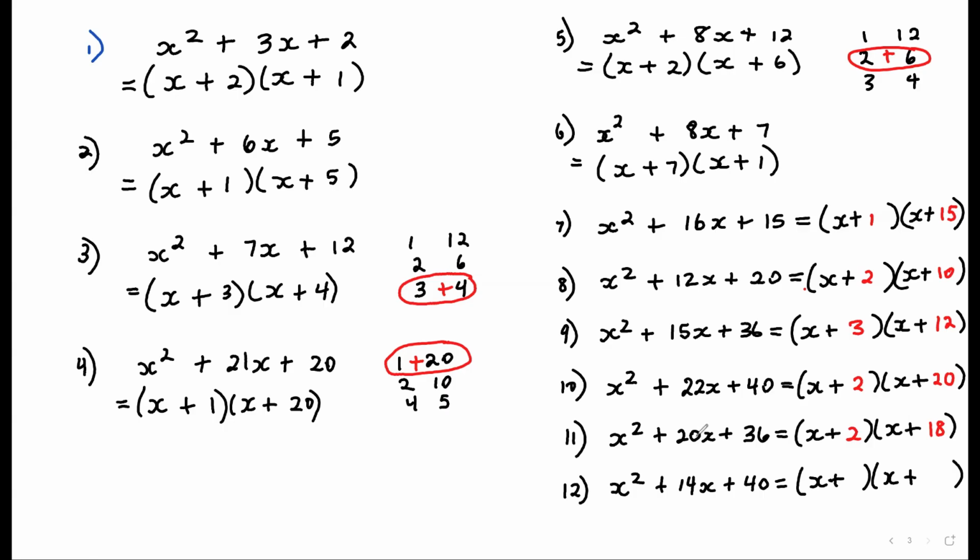And then finally, in number 12, we have x squared plus 14x plus 40. So the factors of 40 that would multiply to give me 40 would be 4 and 10, and they also add to give me 14. So 4 plus 10 is 14, and 4 times 10 is 40.